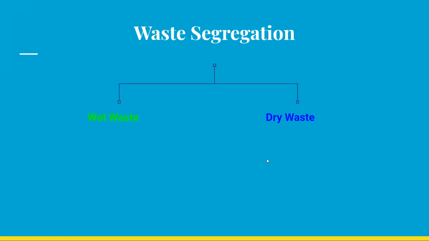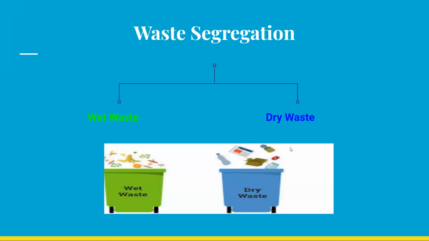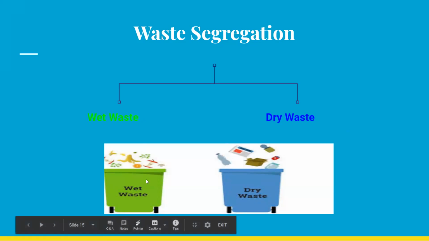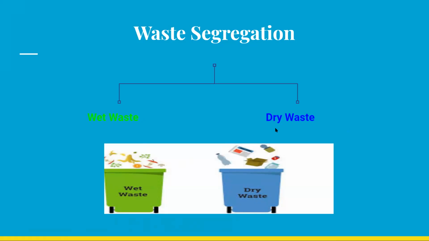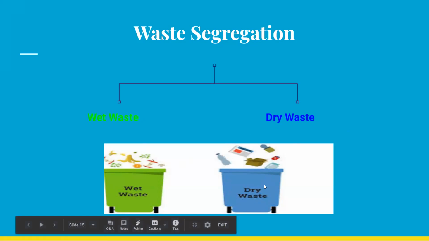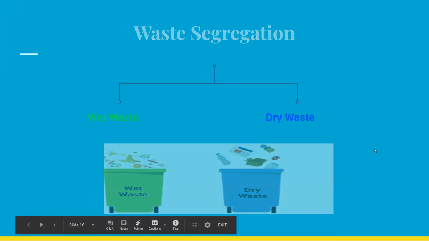So wet waste is segregated and the dry waste is segregated. Wet waste is segregated in the green because they are the waste of food material, plant material, and dry waste in the blue color bins. So after the waste segregation, they are sent for recycling.